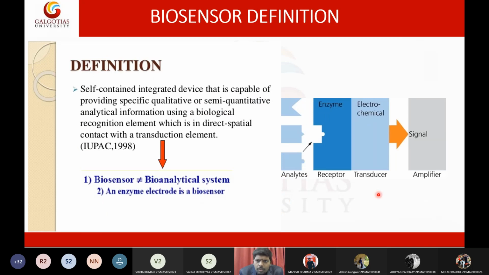So these are the basic components of biosensors. The definition of a biosensor is that it is a self-contained integrated device that is capable of providing specific qualitative or semi-quantitative analytical information using a biological recognizing element, which is in direct spatial contact with a transducing element. This is the definition given by IUPAC, the International Union of Pure and Applied Chemistry, in 1998.